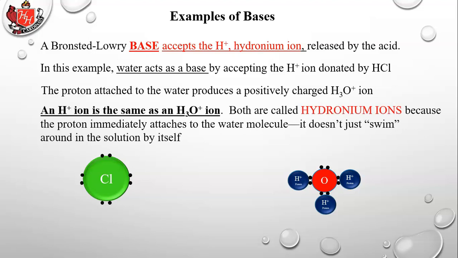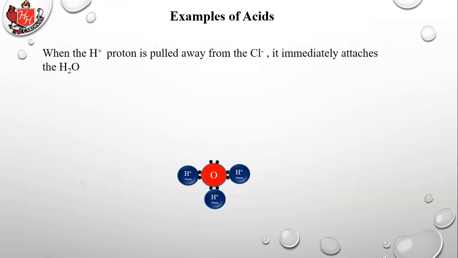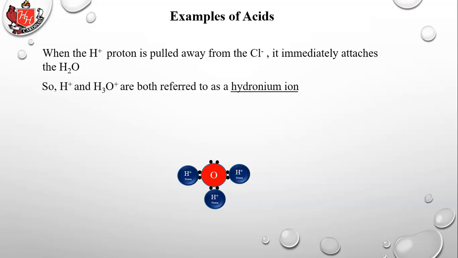An H+ ion is the same as an H3O+ ion. Both are called hydronium ions because the proton immediately attaches to the water molecule. It doesn't just swim around in the solution by itself. So there it is. That's the hydronium, the H+. So when the H+ proton is pulled away from the chloride, it immediately attaches to H2O. So H+ and H3O+ are both referred to as a hydronium ion.